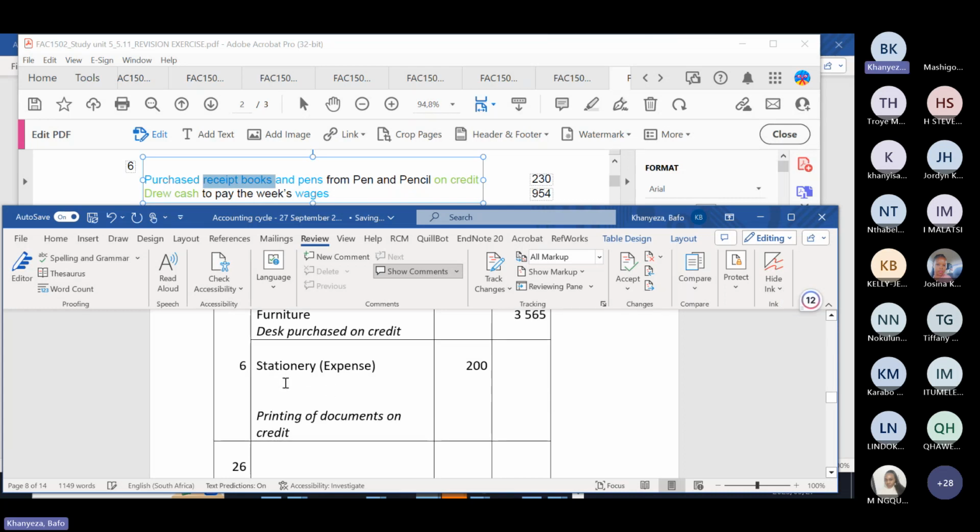And with VAT input, they pay this VAT input when they're buying, but they'll claim it back from SARS. Asset, because they will be able to recover it. And then bank. So these are trade payables.